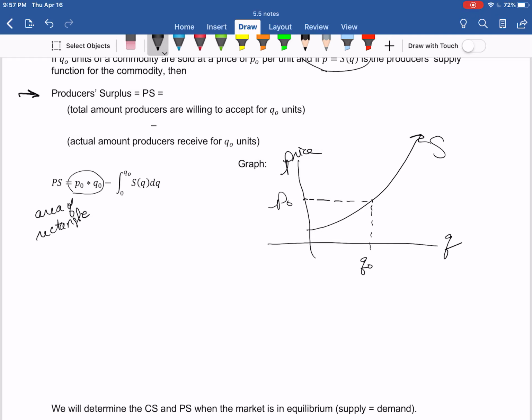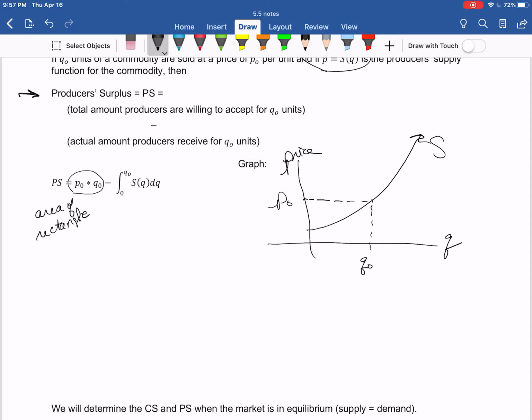Okay, so the first thing you're going to want to do is once this Q naught is given to you, you're going to plug that into your supply function to figure out the y coordinate to get that P naught, that price value. Okay, now producer surplus is the money that they made off of you, off of the deal.